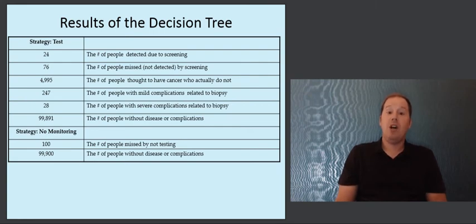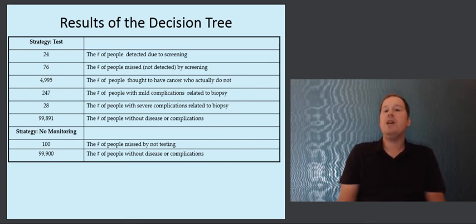Of those people, 247 will have minor complications related to a biopsy, unnecessarily. 28 of those people will have severe complications, including potential mortality, related to the biopsy who do not have cancer. And 99,891 people will be screened to have no disease or complications correctly. So that's what happens when we screen with a strategy of testing for people who don't show symptoms of liver cancer.